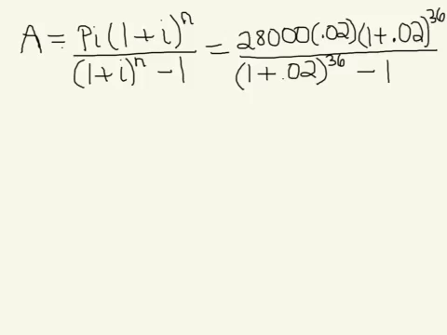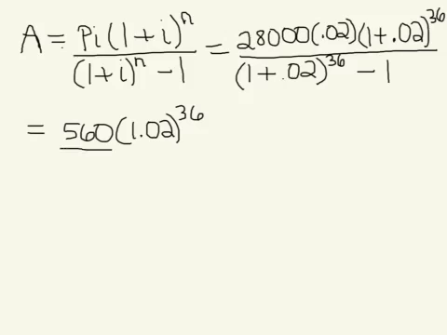So you're going to need your calculator for this one, and you're going to have to do order of operations. So the first thing is, let's look at the top of the fraction. We can do 28,000 times 0.02. I'm going to type that in my calculator. I got 560. And then inside the parentheses, at the same time, it's okay to do these two steps simultaneously. Go ahead and add those numbers. 1 plus 0.02 is 1.02. We'll leave the 36 on the outside. So you can do that.